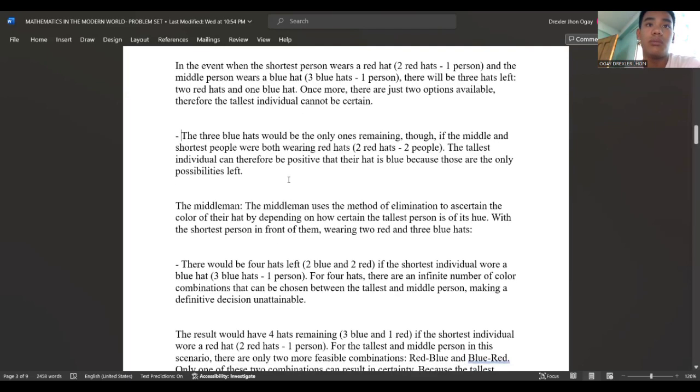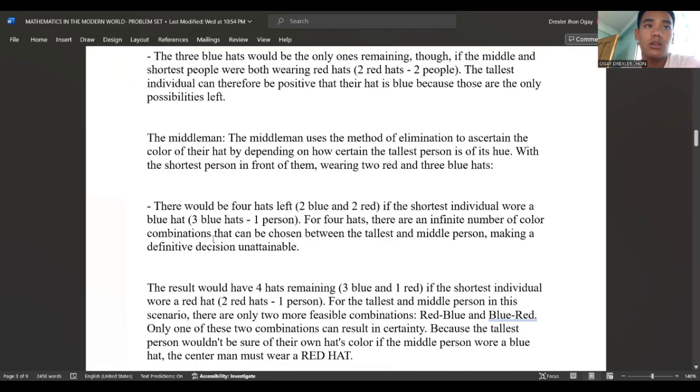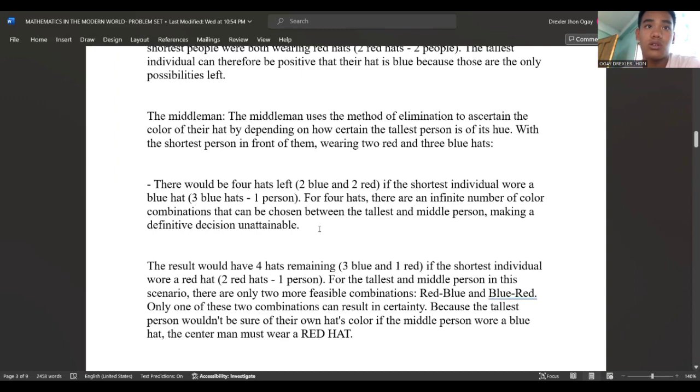Ayun. And the middleman uses the method of elimination then, just like the tallest man, to ascertain the color of their hat depending on how certain the tallest person is of its hue, with the shortest person in front of them wearing 2 red and 3 blue hats. There would be 4 hats left, 2 blue and 2 red. If the shortest individual wore a blue hat, 3 blue hats, 1 person, for 4 hats, there are an infinite number of color combinations that can be chosen between the tallest person and the middle person, making a definitive decision unattainable.